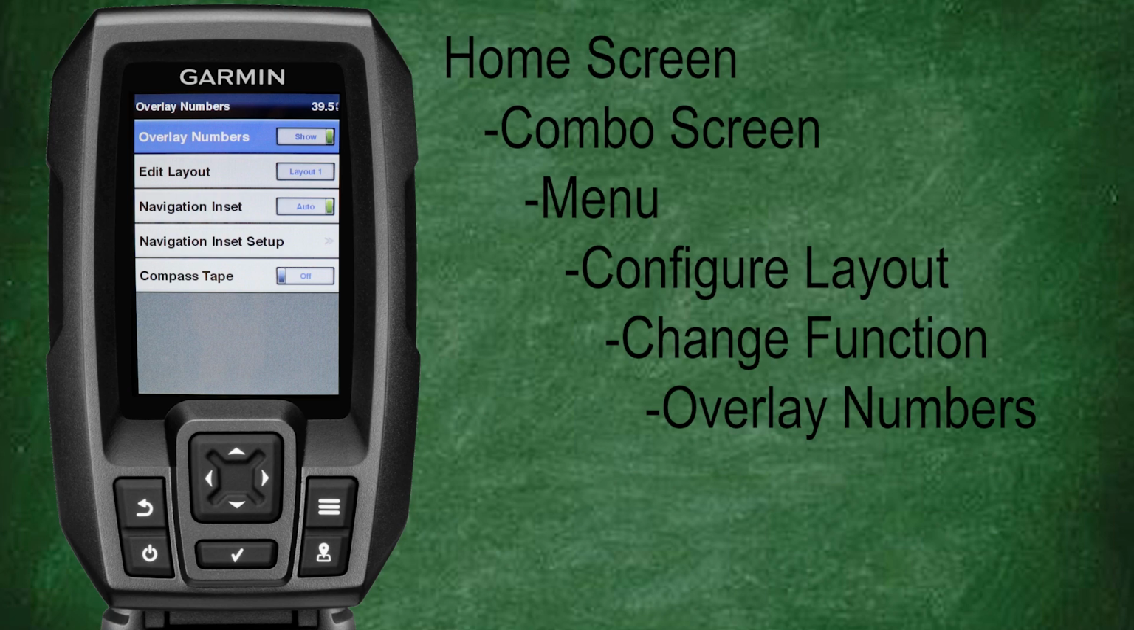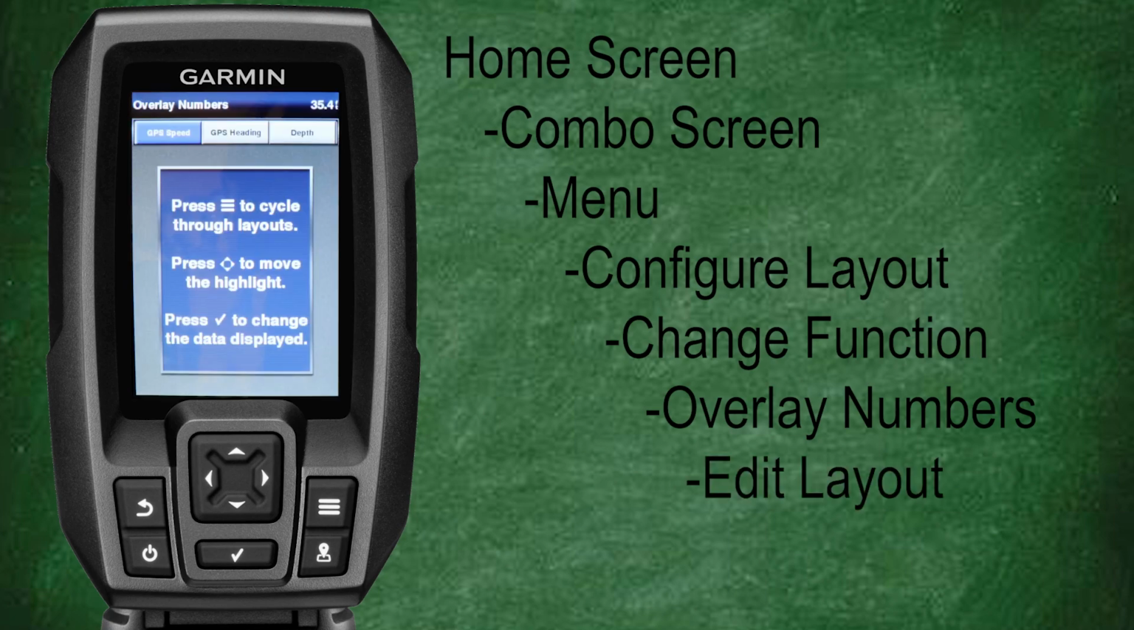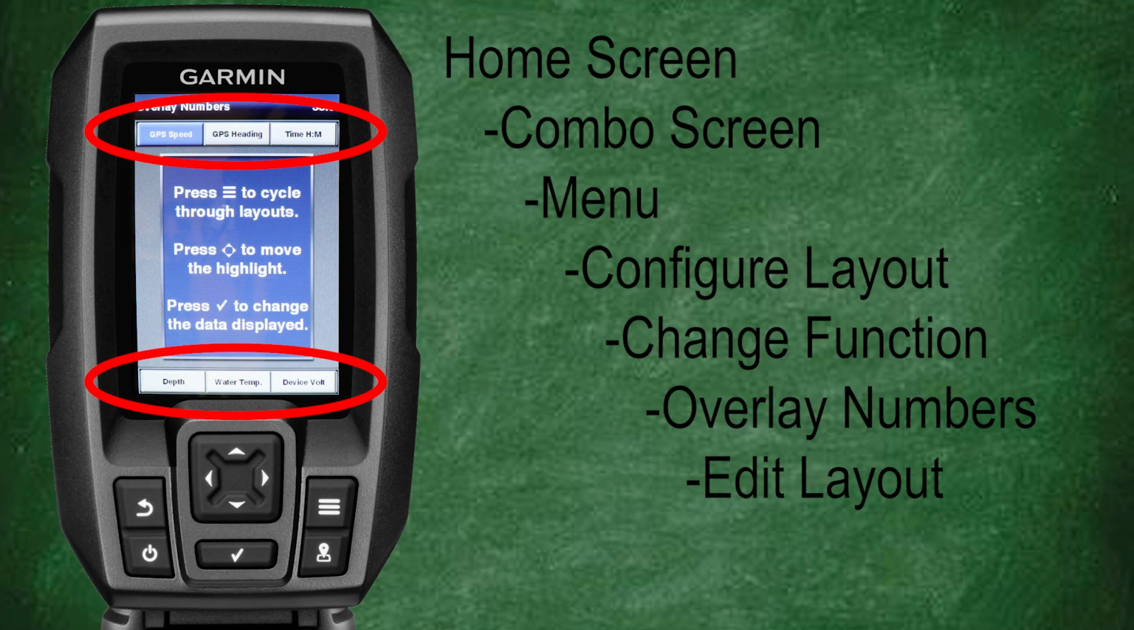By selecting edit layout, we can edit the layout. Let's take a closer look at the screen that pops up. You'll see 3 boxes at the top of the screen. These 3 boxes are considered layout 1. Now if you press the menu key to switch layouts, you'll see 3 additional boxes appear at the bottom of the screen. Now you have 6 available boxes for information, and this is considered layout 2.